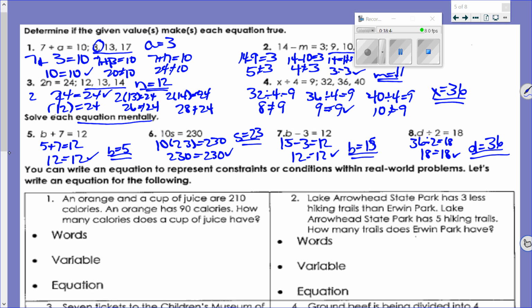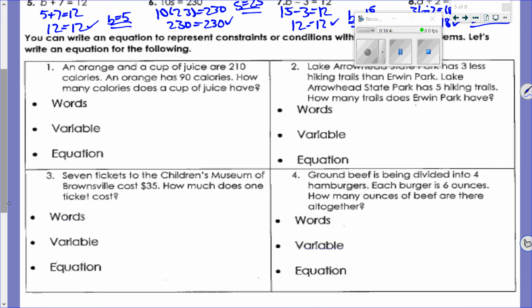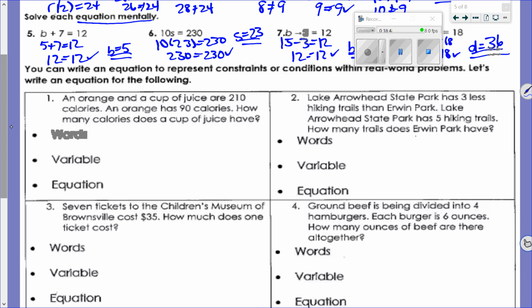I knew that. Okay, here's where we're really going to get into writing our equations. Again, try to follow this in the order that it is written. Number 1, number 2, your question will contain your variable. So 2 huge hints for you. On this one, we've got an orange and a cup of juice are 210 calories. An orange has 90 calories. How many calories does a cup of juice have? So there's my question.